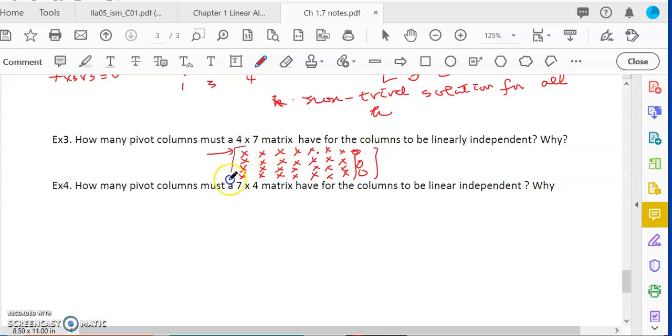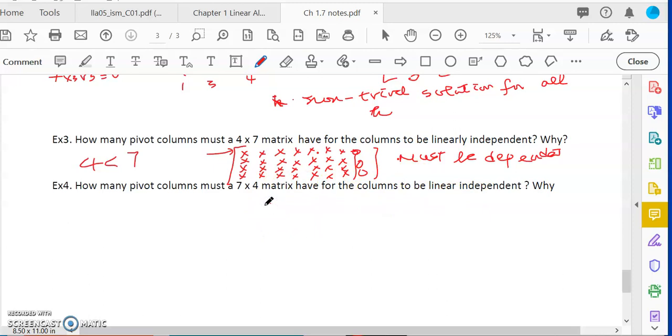So if you do a row echelon form, the maximum number of pivot columns that you have is actually 4. So you must have some free variable, and so it must be dependent because 4 is less than 7. Okay. And how many pivot columns must you have if you have a 7 times 4 matrix for it to be linearly independent?